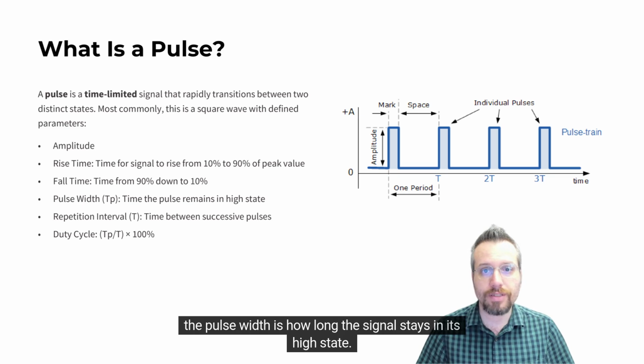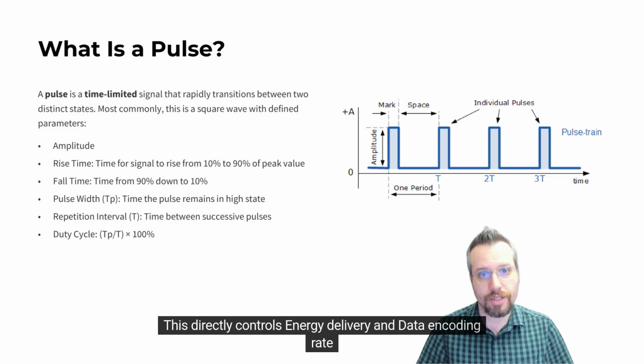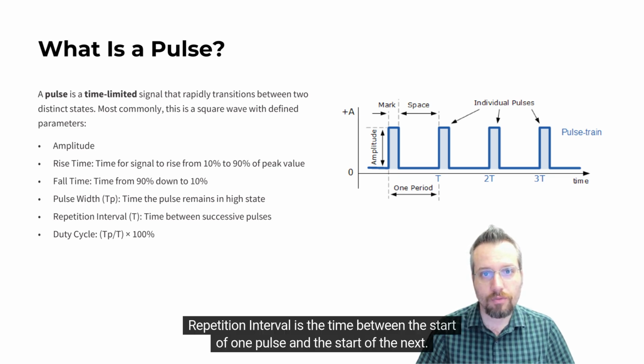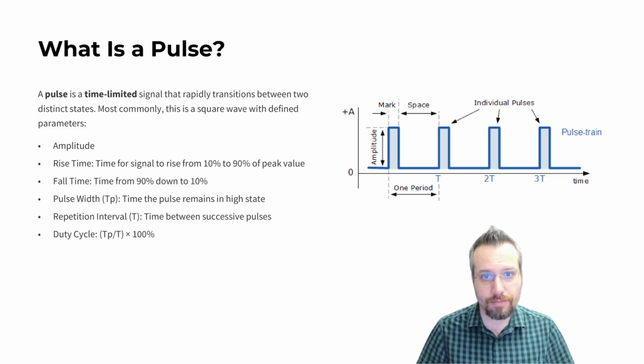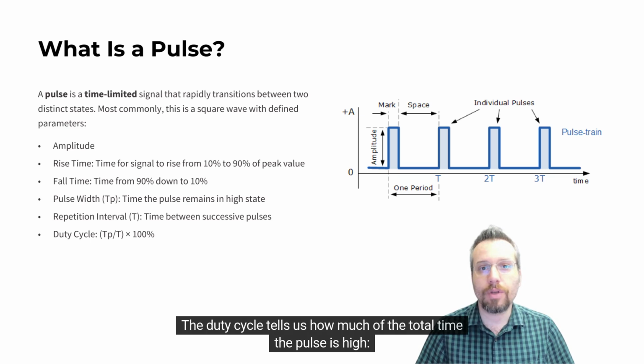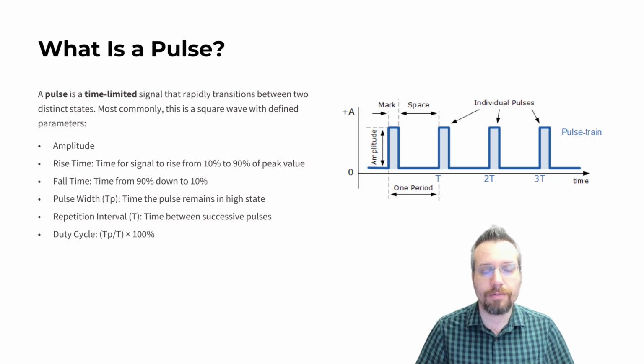The pulse width is how long the signal stays in its high state. This directly controls energy delivery and data encoding rate. Repetition interval is the time between the start of one pulse and the start of the next. The reciprocal gives the pulse repetition frequency. The duty cycle tells us how much of the total time the pulse is high.